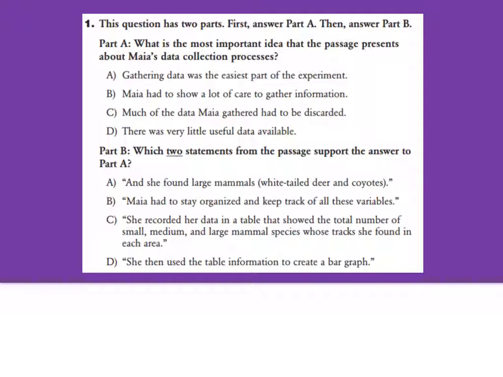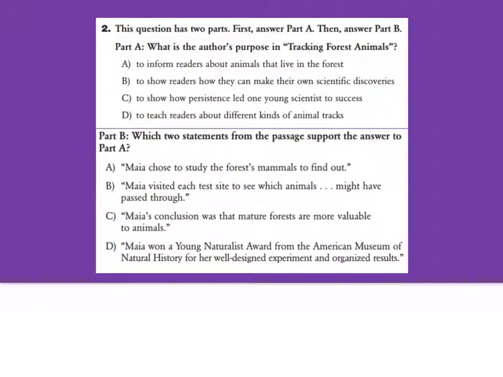Part B. Which two statements from the passage support the answer to Part A? A. And she found large mammals, white-tailed deer, and coyotes. B. Maya had to stay organized and keep track of all these variables. C. She recorded her data in a table that showed the total number of small, medium, and large mammal species whose tracks she found in each area. D. She then used the table information to create a bar graph.